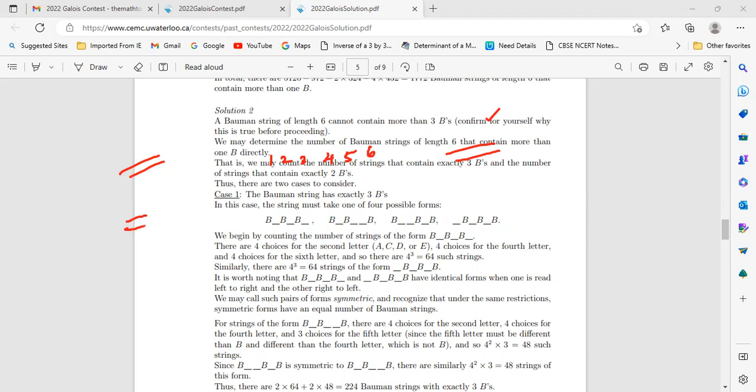What if you have exactly 3 Bs? For exactly 3 Bs also you can have a Bowman string like A, B, C, B, D, B, right? I just put them in alternate places, but still this satisfies the Bowman string condition. And also you can switch their positions like B, A, B, C, B, vice versa. Still it satisfies the Bowman string. I hope you are able to follow.